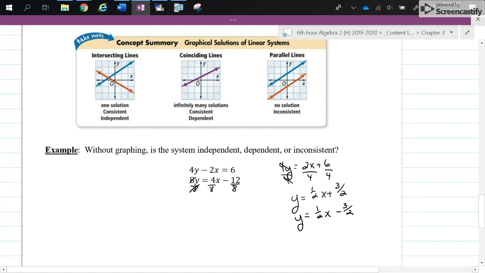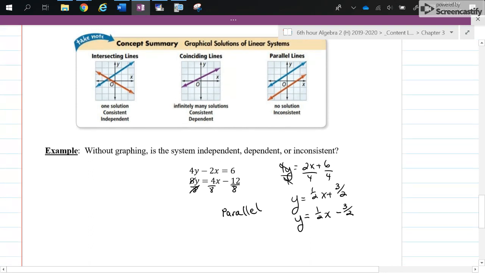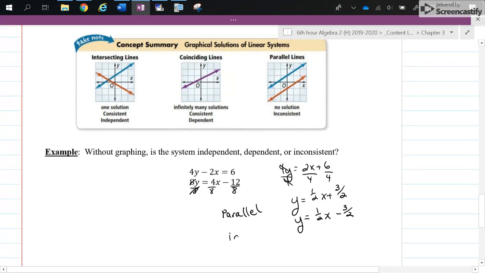So it looks like we have a system that has two lines with the same slope, but not the same y-intercept. So these two lines are going to be parallel. So we've got two lines that are parallel. So in this case, we say that the system is inconsistent. So we have an inconsistent system.